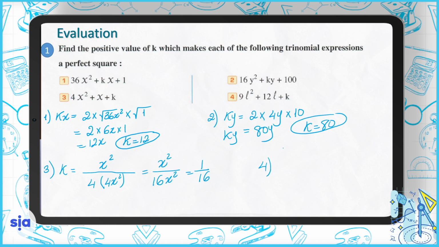Question 4. K is the last term again. So the last term equals the middle term all squared divided by 4 times the first term. So it's 144L squared over 36L squared. So K equals 4.